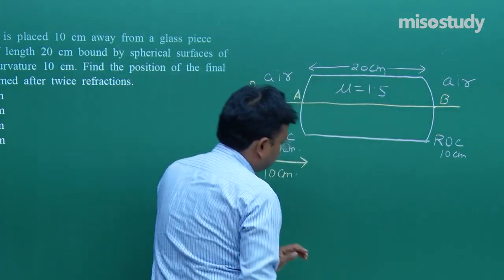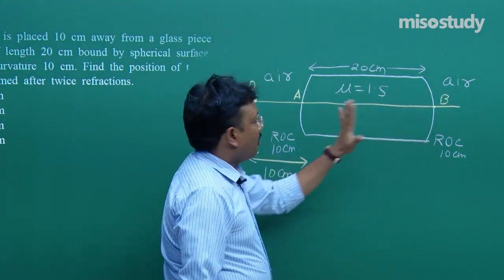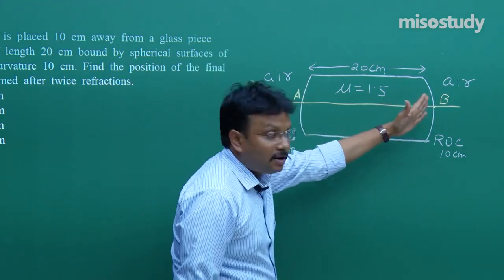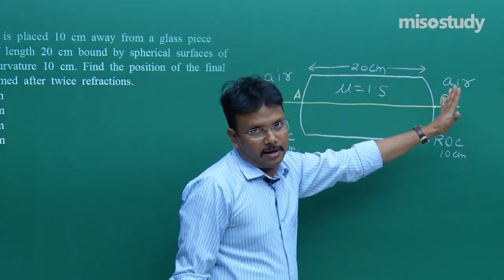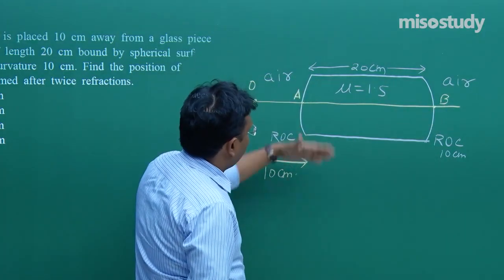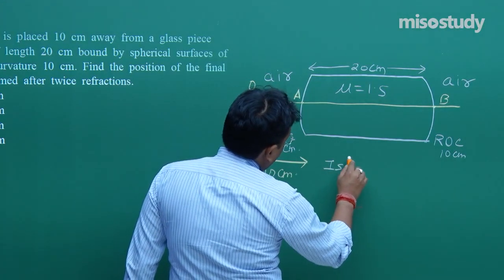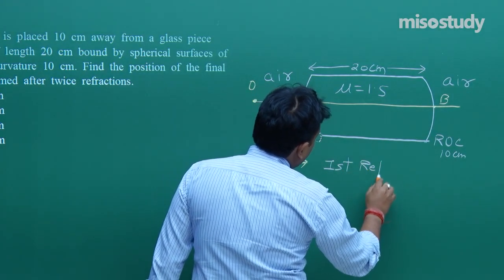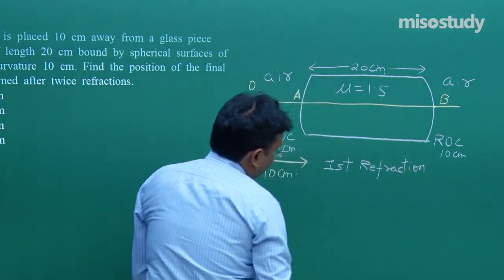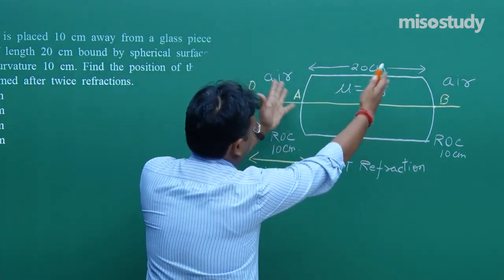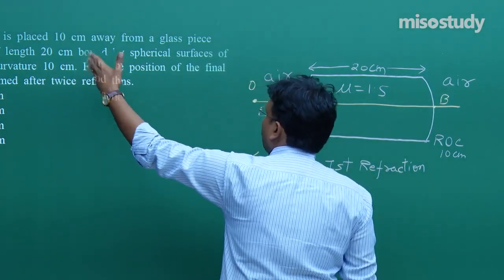Fine. Now 2 refractions are taking place. First refraction, second refraction. First from rarer to denser, second from denser to rarer. Okay. So one by one we will calculate. So first refraction, fine. First refraction means I am just putting the values, because every term I explained and the values given in this question are also simple.